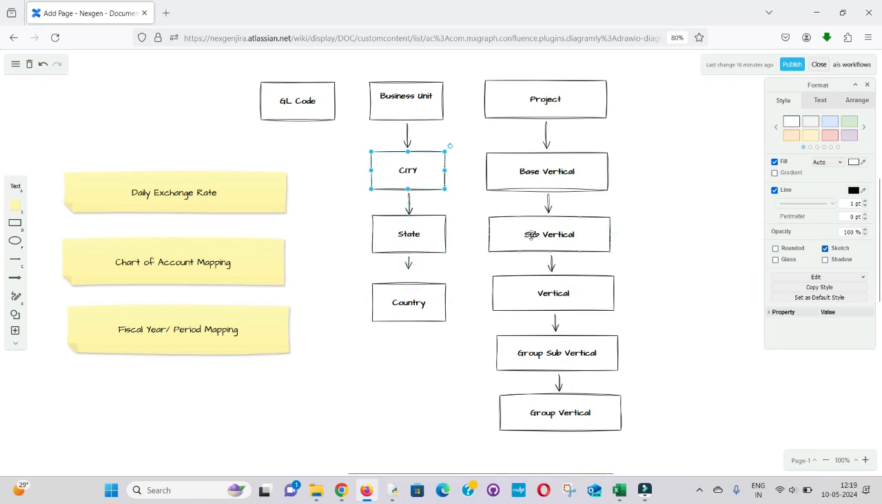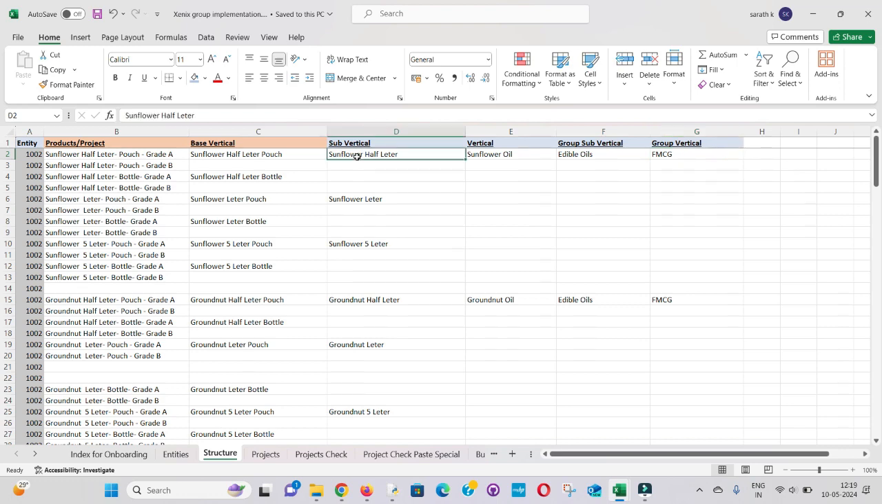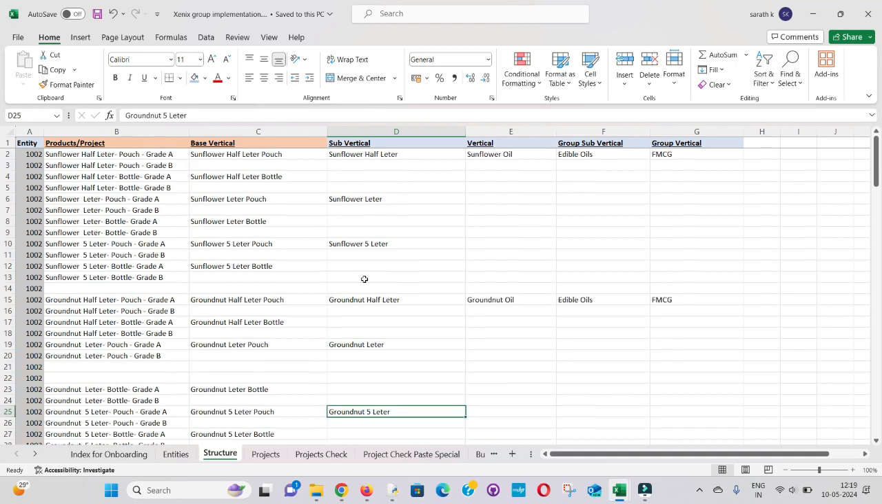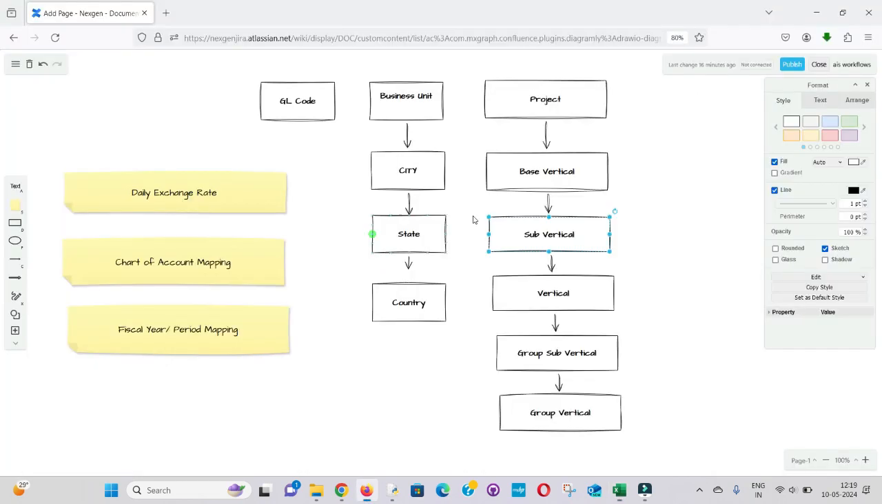If you want to see the operations at the subvertical level, you have defined half liter, 5 liter, and as well as groundnut half liter, 5 liter and liter, this kind of. You can generate the report at this level or at this level or at this level or at this level. At any level you can generate the report.